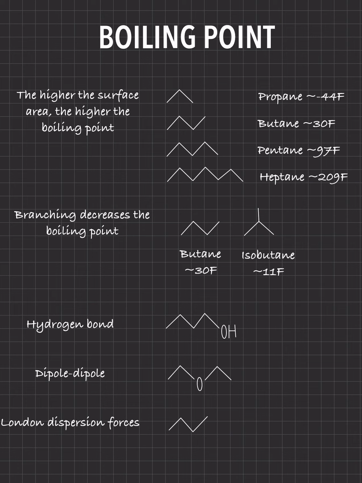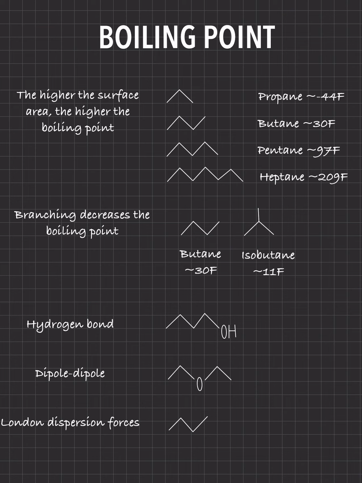So it just goes to show you that branching is definitely going to decrease the boiling point. Now, I gave you a sneak peek from highest to lowest. If you have hydrogen bonding, that is going to be a really high boiling point. If you have dipole-dipole, that's going to be a little higher than LDFs, but it's not going to be higher than hydrogen bonding. And if you have London dispersion forces, that's going to be the lowest. Sometimes you hear van der Waals. Again, that's the lowest.